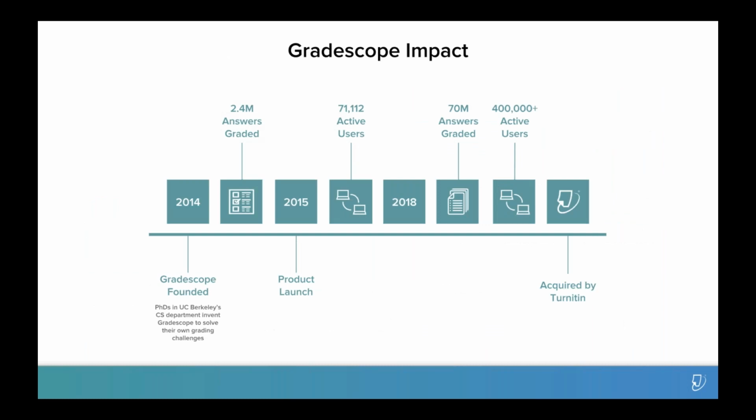We'll talk about that. We got started in 2014 in the computer science department at UC Berkeley. We were working on solving our own needs, scaling the computer science program. I was a teaching assistant for a 250 student course that grew to 750 students over a couple of years. We wanted to make sure that we kept up the quality of assessments, particularly exams, midterms and finals, while doing it in a scalable fashion. We quickly got to a few million answers graded, and now we're at about 70 million answers with over 400,000 active users this year. In early October, we joined Turnitin, and we're excited to be part of the family.